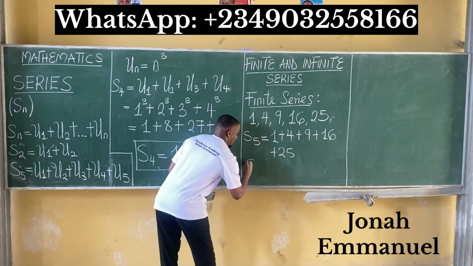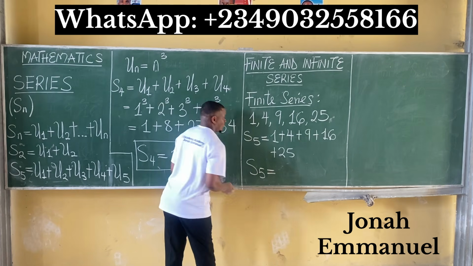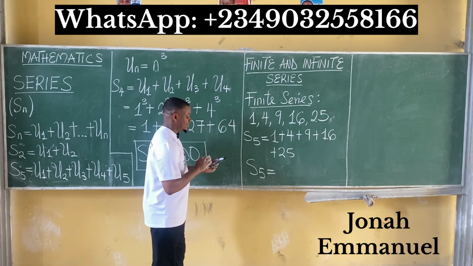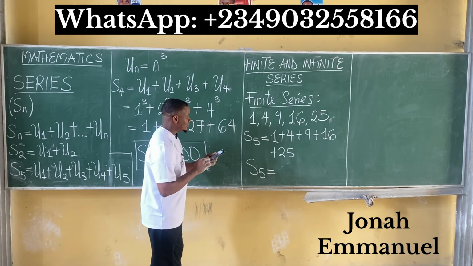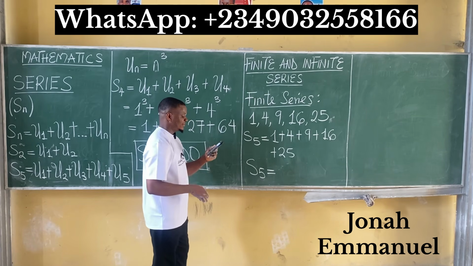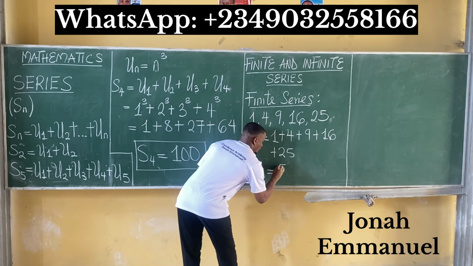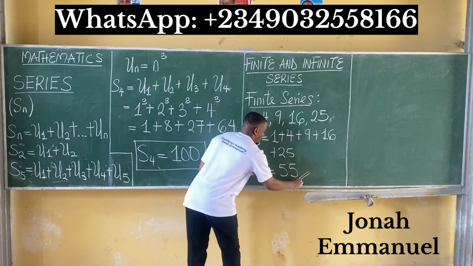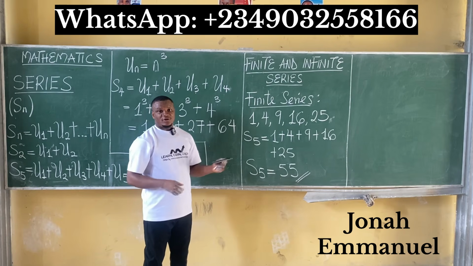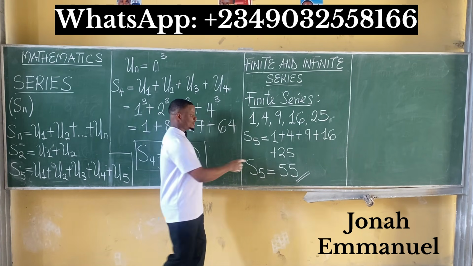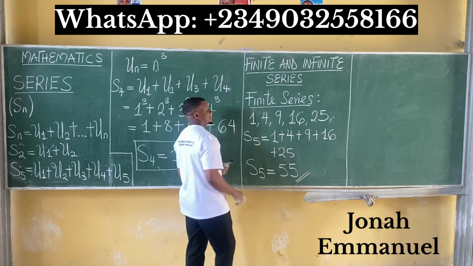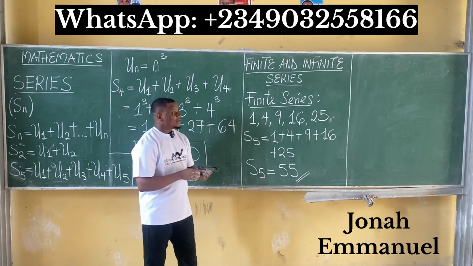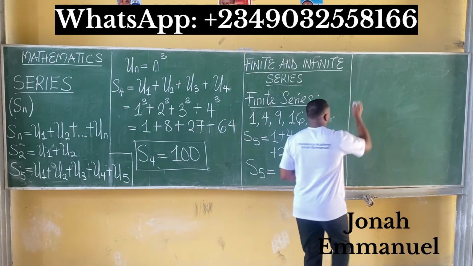From here, you have that S5 is equal to, I'll get my calculator and punch this: 1 plus 4 plus 9 plus 16 plus 25. That gives you 55. All right. What you have here is the concept of a finite series. I just summed consecutive terms of a finite sequence. This is the concept. Let's look at the infinite series.